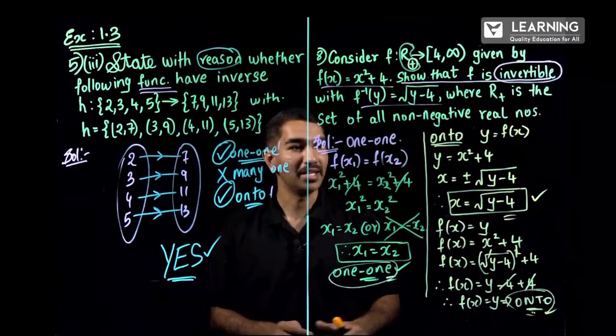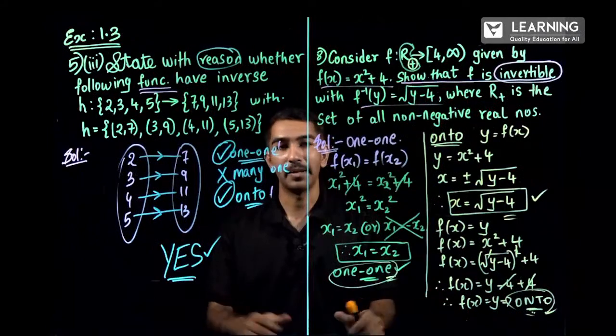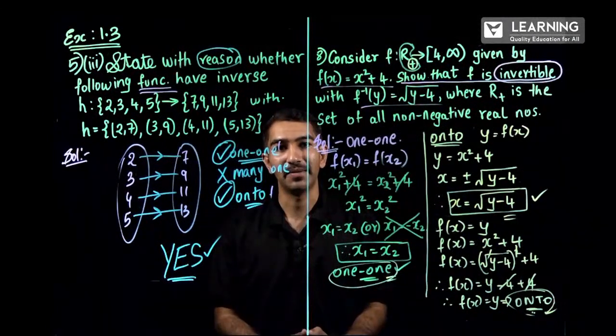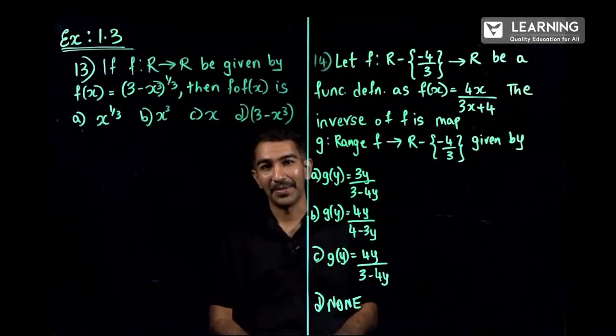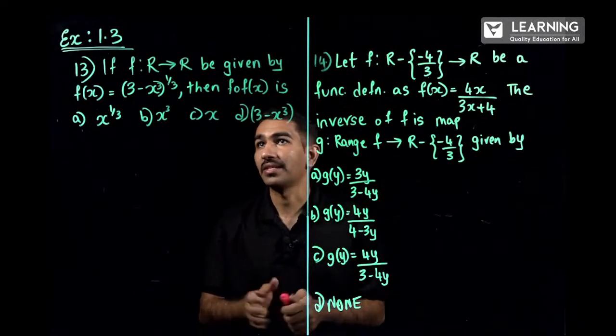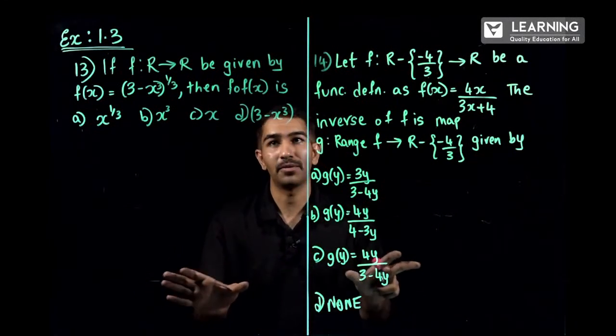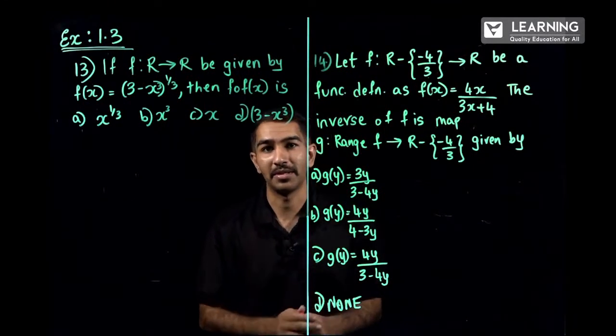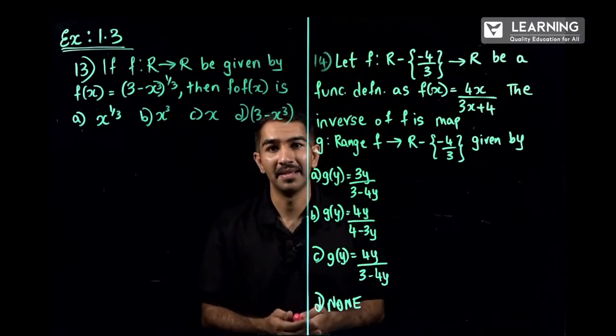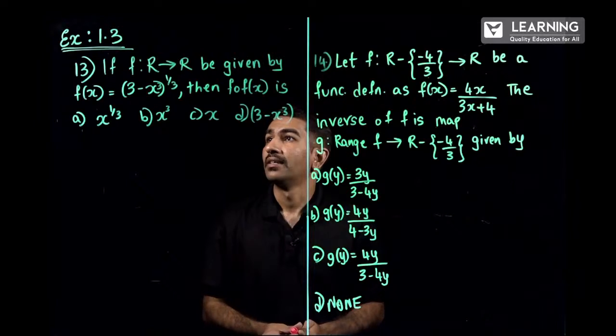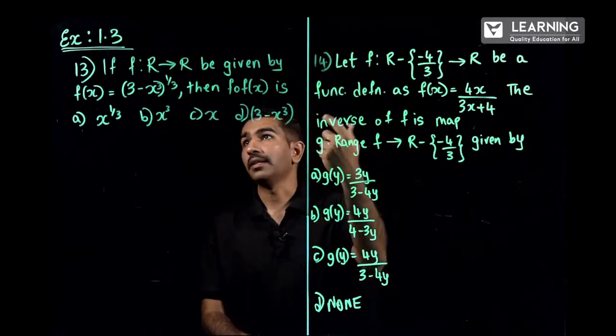Understood? So any doubts, any of the problems here, please do comment in the comment section. Okay, we'll be solving that again. Okay, moving on to the next question, students. So this is the last pair of questions from exercise 1.3. Okay, next we'll be starting with exercise 1.4. So MCQs, both are 13 and 14.